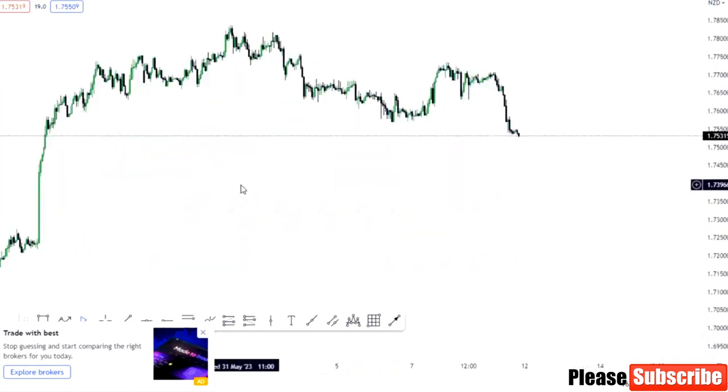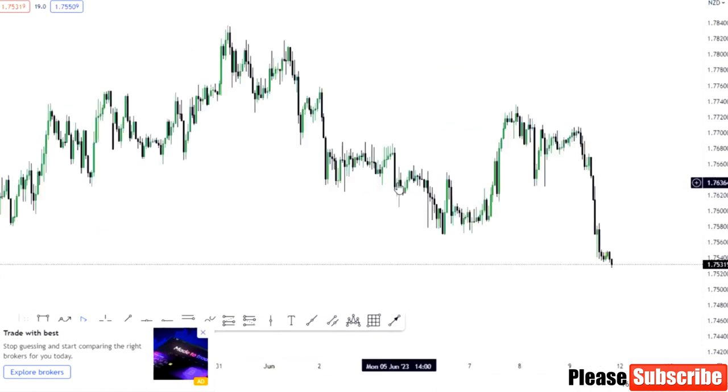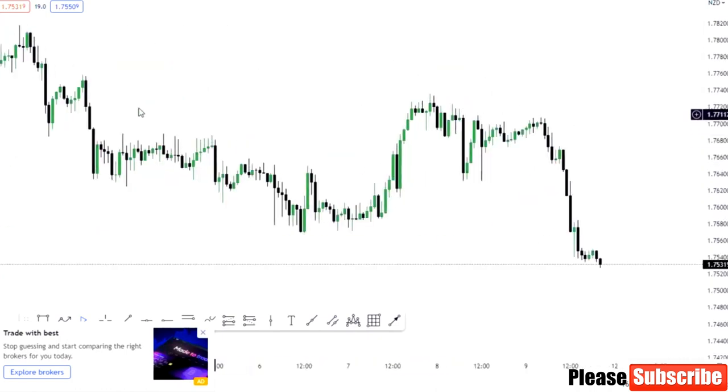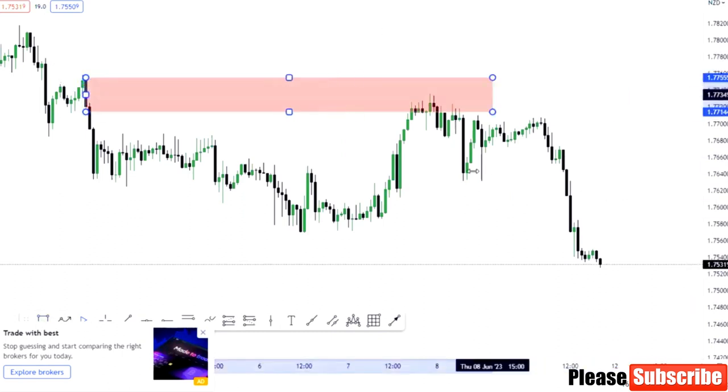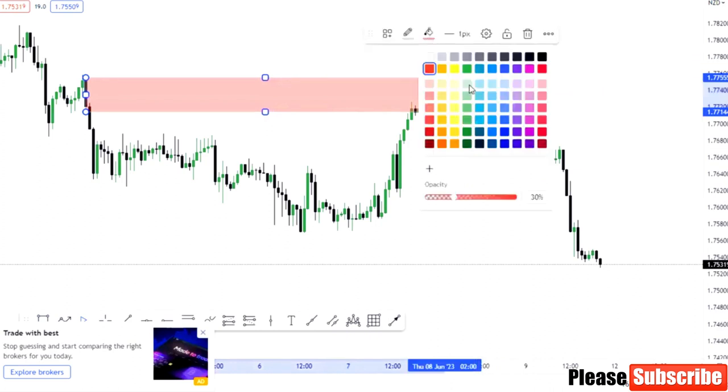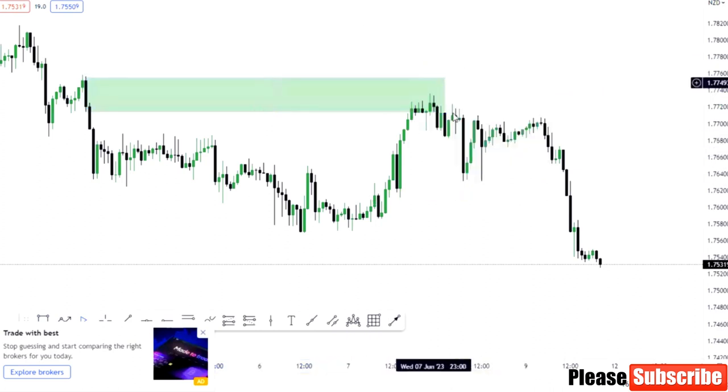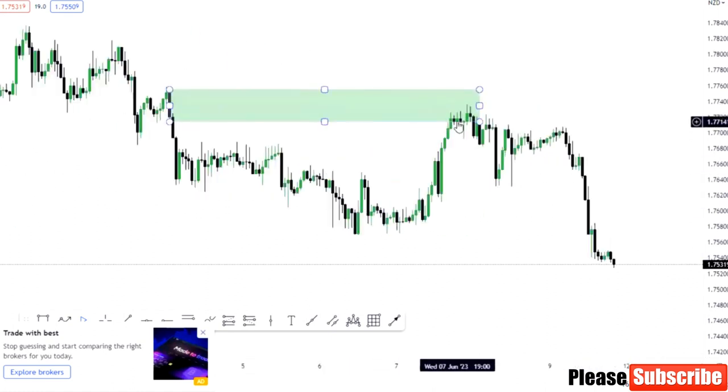I'm going to give you guys this example to make it so easy for you to understand how to use it. Now, I think we have a very nice zone here where we had the supply zone. You can see we had the supply zone. I'll leave this and make this green. We had the supply zone where the market came in and then sold off.